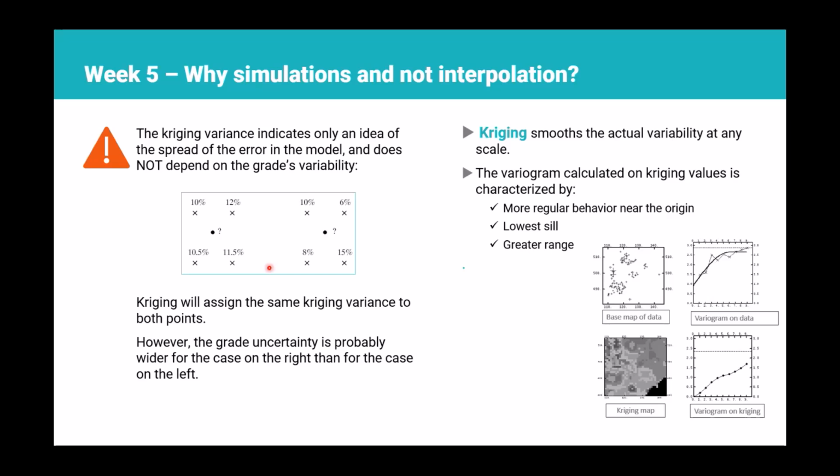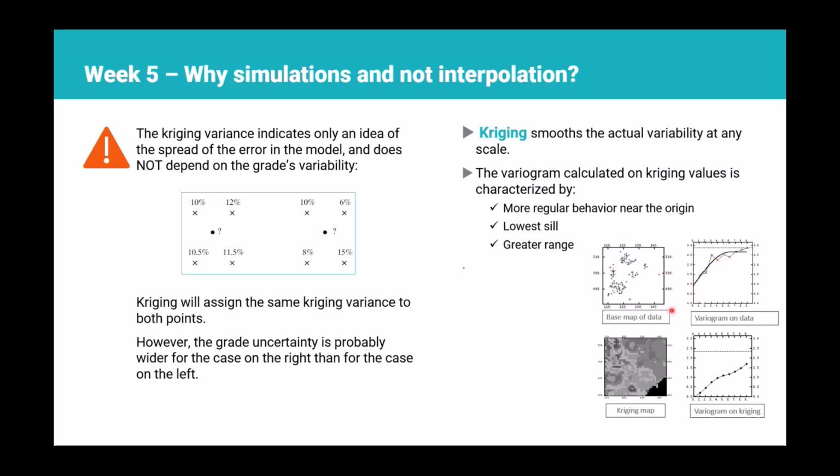Let's imagine that we have the same variogram model in both cases. If we use kriging interpolation, the variance of kriging, which is a measure of uncertainty, would be the same at the center point. But simulation can distinguish between these 2 cases and can distinguish that here we have higher uncertainty and here we have lower uncertainty.